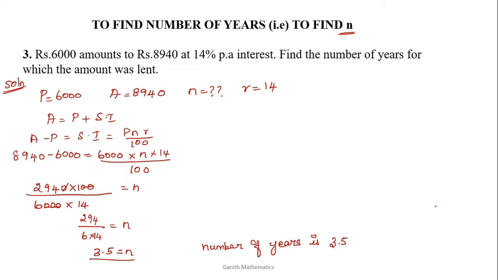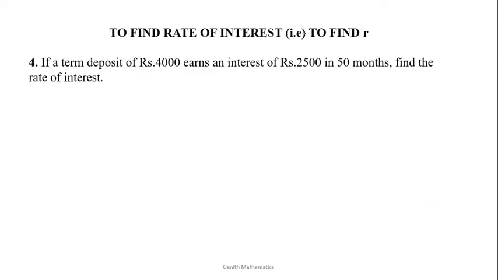Next problem, to find the rate of interest or to find the R. Now we are going to find the rate of interest. We'll see what are the things they have given. If a term deposit of rupees 4,000, so it is the principal amount, earns an interest of rupees 2,500, so it is simple interest, in 15 months, so it is the duration. Find the rate of interest.